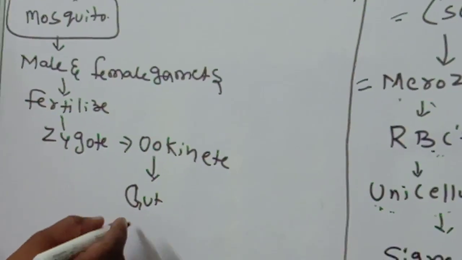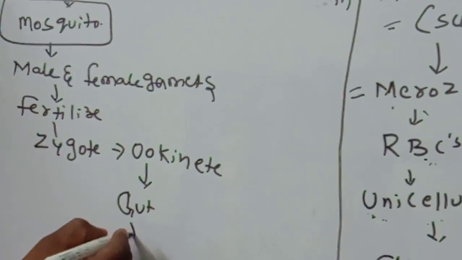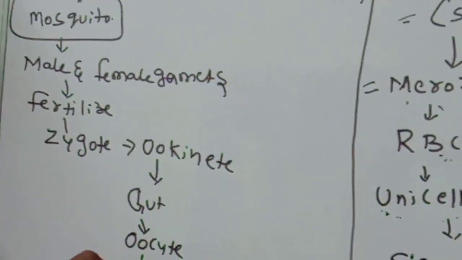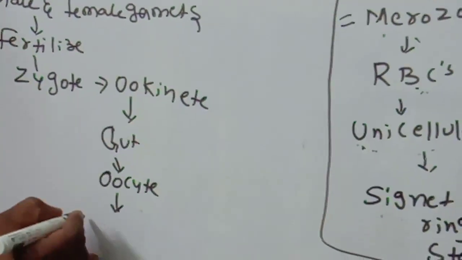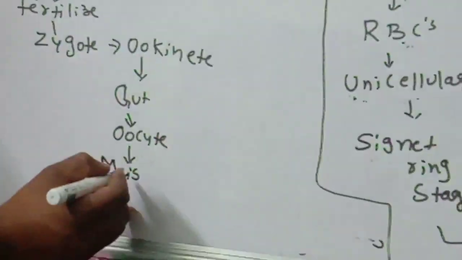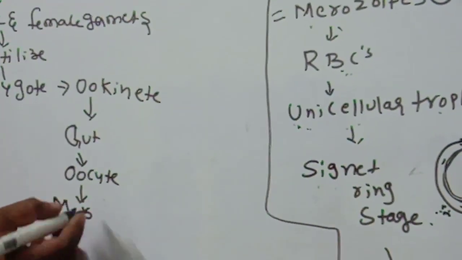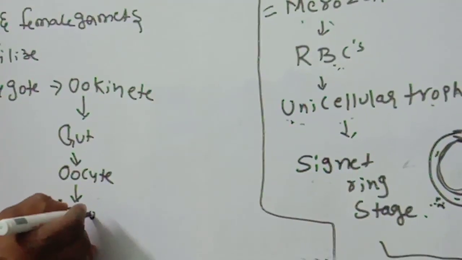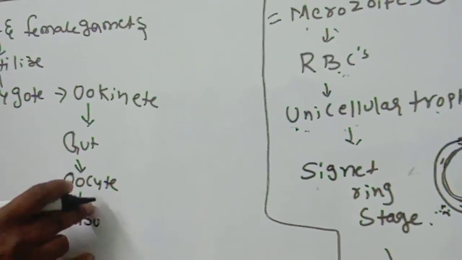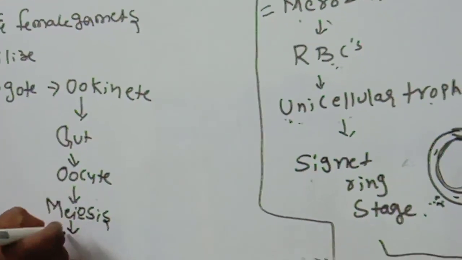Then the ookinete develops into an oocyst. What is it called? Oocyst. Then the oocyst will undergo meiosis. Then what will be formed? You know very well. After meiosis, sporozoites will be formed again. Meiosis. This is a must. This point you should remember. Meiosis. Okay, children. Then after meiosis, what will be formed?